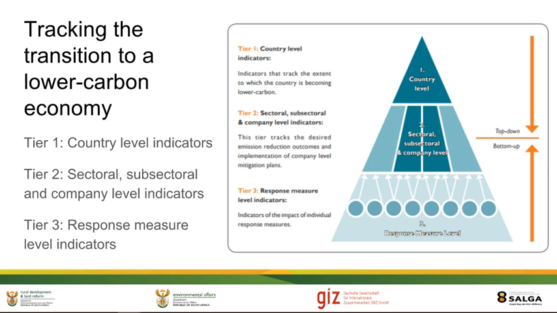The first objective is to track the transition to a lower carbon economy. A tiered approach has been developed that identified a set of indicators to track emissions reduction information at 3 different tiers. These are Tier 1, country level, Tier 2, sectoral, sub-sectoral, and company level, and Tier 3, response measure level.